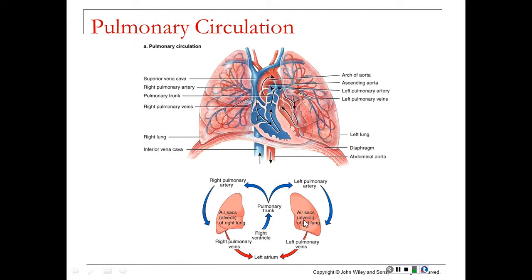This diagram here takes all the junk out of the picture, so to speak, and kind of shows you the nitty-gritty. From the right ventricle, you get the pulmonary trunk, right and left pulmonary arteries, to the alveoli within the lungs, to the left pulmonary veins, the left atrium, and then back out to the systemic circuit.